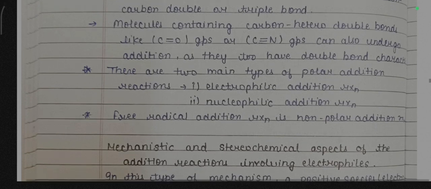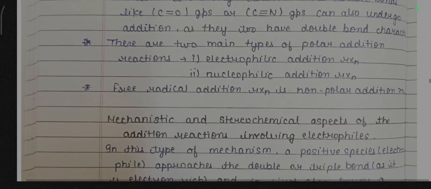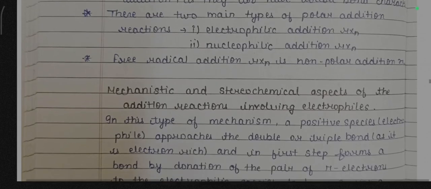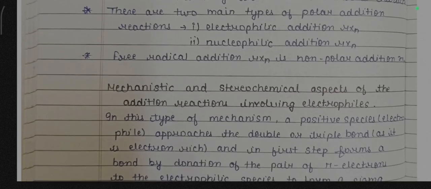There are two main types of polar addition reaction. First is electrophilic addition reaction, second is nucleophilic addition reaction. Free radical addition reaction is a non-polar addition reaction.